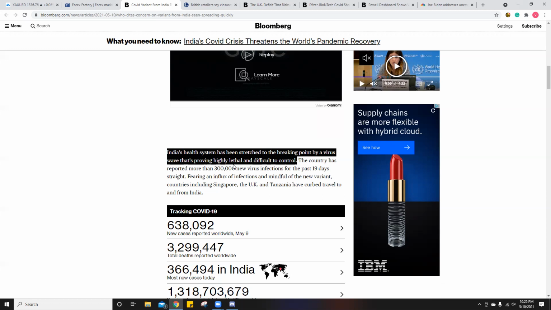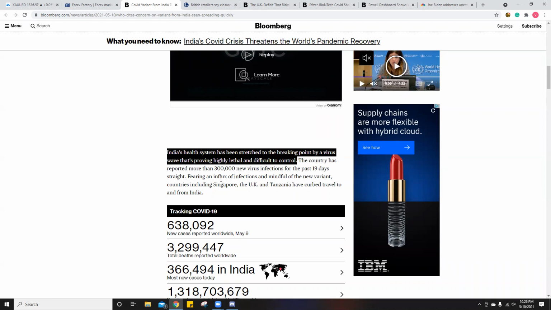There's really no debate on it, but the question that I have in my mind, and what I'm looking out for as an investor, is how these countries or governments actually handle that. So I want to see how India's government and India's health organizations are going to make sure that the health system that is reaching the breaking point doesn't collapse, right? So that's what I want to see.